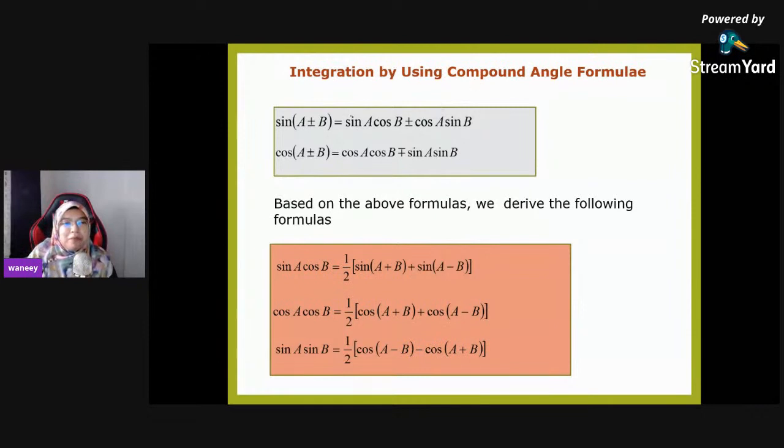So for this one, what happened is that you have a sine and a cos, cos and a sine. So this one, you're going to use the compound angle for them. So this one, cos, cos, sine, sine. Again, a compound angle for them. It will be very easy after that.